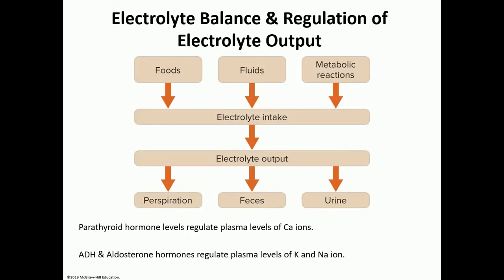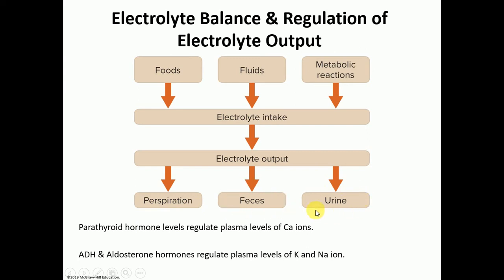Now, what about electrolyte balance and regulation of electrolyte output? So up here, you could see where is the intake. How do we get electrolytes or salts? We get them from food, or we drink them in the form of fluids, or again, our metabolic reactions that happen inside of our body. All of these are different inputs on how we get our electrolytes. In order to get rid of electrolytes, we get rid of them through perspiration or through feces and urine.